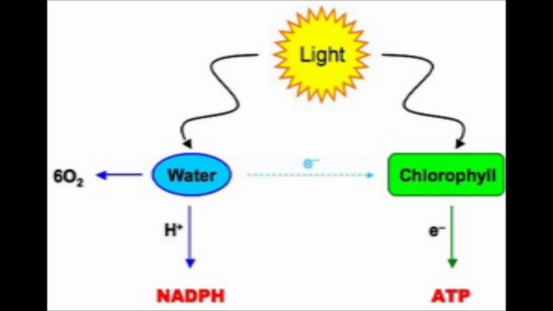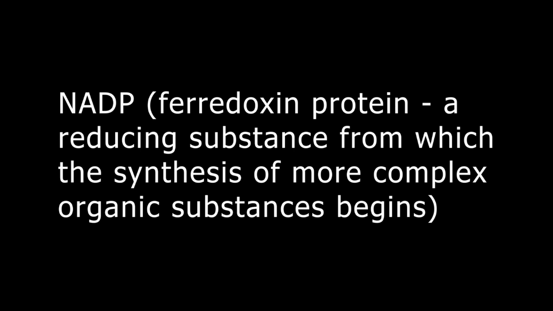Thylakoid membranes contain carotenoids and proteins associated with chlorophyll. In the chloroplast thylakoids, under the influence of solar energy, water is split into hydrogen and oxygen, releasing energy that is stored in ATP and NADP.